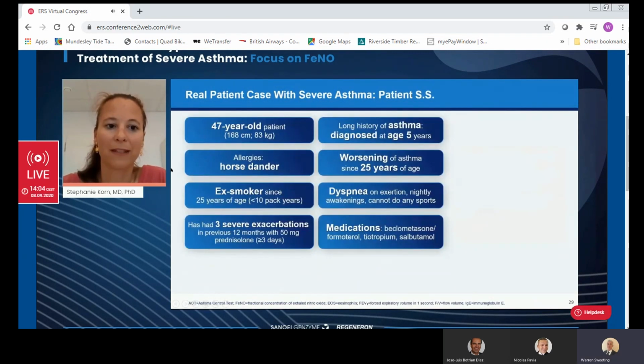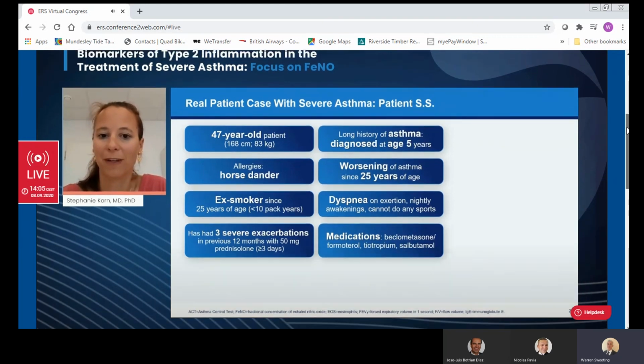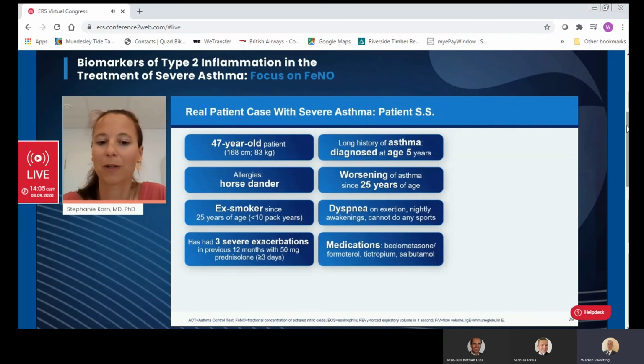So this is a 47-year-old female patient. She had some allergies, especially against horse dander. She was an ex-smoker since 25 years of age, so she had less than 10 pack years. She had 3 severe asthma exacerbations in the previous 12 months, where she needed 50 milligrams of prednisolone for a minimum of 3 days. And she had a very, very long history of asthma. Her asthma was diagnosed when she was 5 years of age. And she told us that her asthma was getting worse and worse over the last years, since she was 25 years of age.